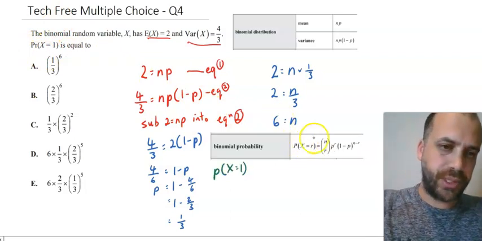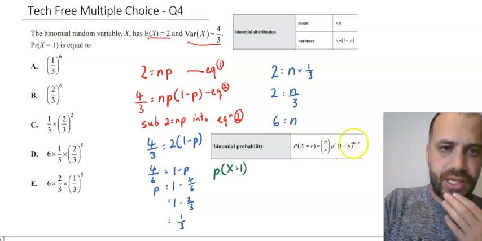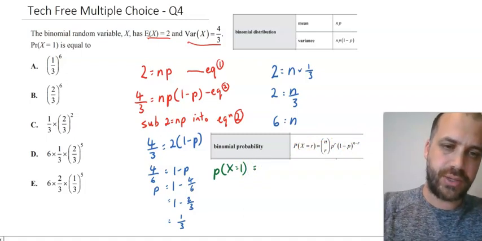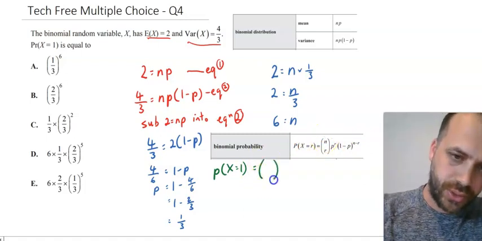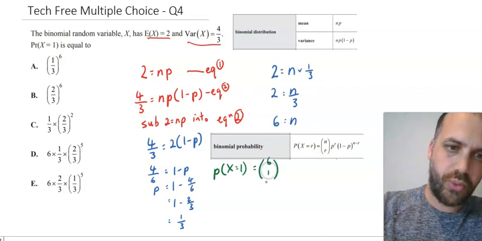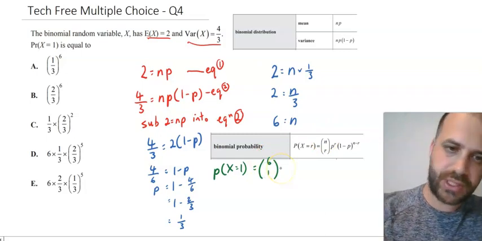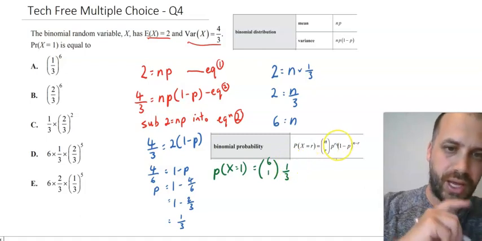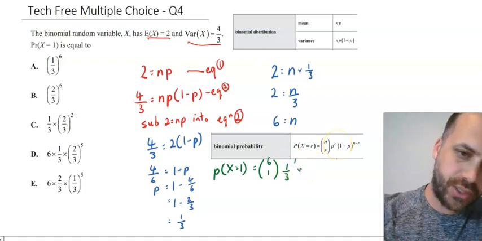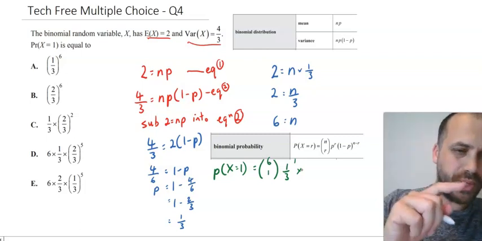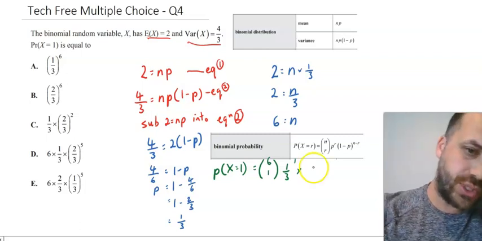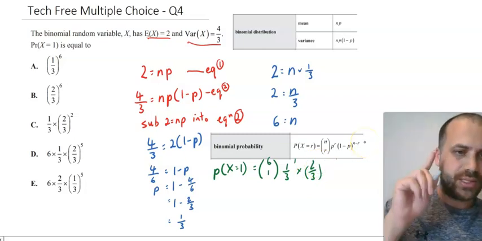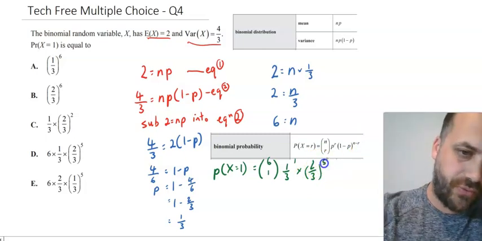Now, if you go into your formula sheet, you'll see this formula here, and we can work from there. So the probability that x is equal to 1 is equal to 6 choose 1, and then the probability of success, which is 1/3, to the power of r, which is 1, times 1 minus p, so 1 minus 1/3, which is 2/3, to the power of n minus r, 6 minus 1, which is 5.